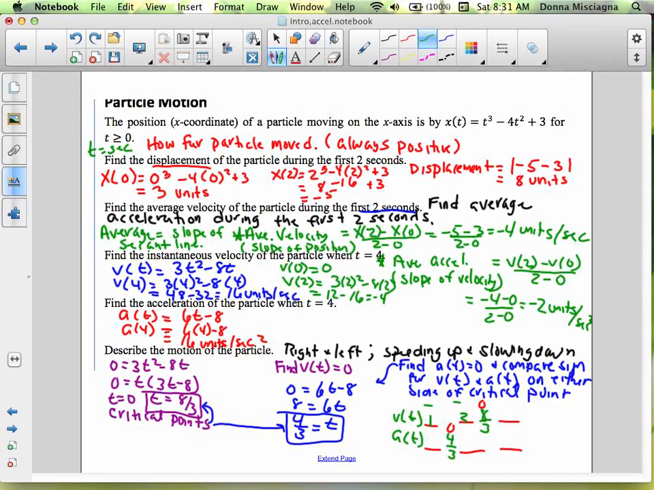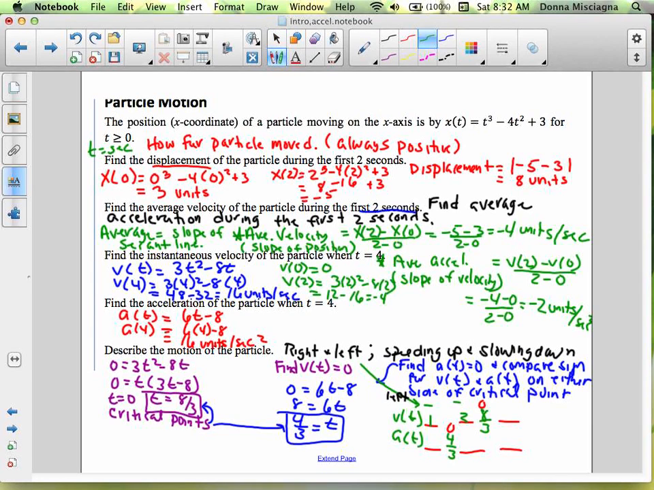So by our sign chart here, we've established two things. We wanted to figure out right and left, and we wanted to figure out speeding up and slowing down. First of all, we have now figured out right and left for at least half our graph, because right here we are moving to the left. That would be movement to the left, and we know it's to the left because velocity is negative.